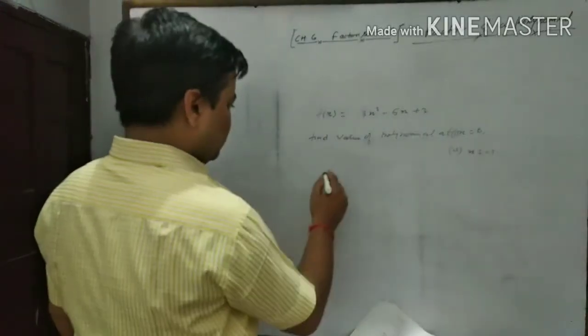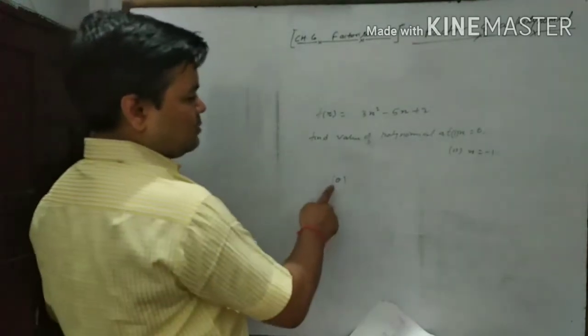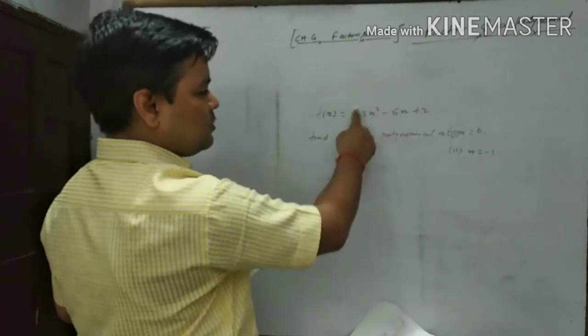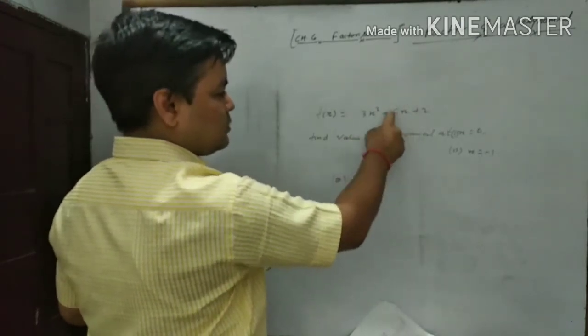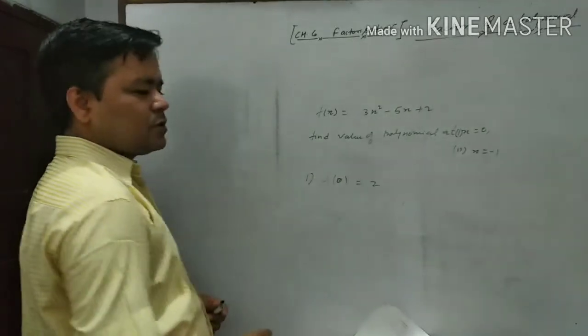So here it will be f of 0. If you put f of 0, this value will be 0, this value will be 0, because x is 0, then its value will be 0. Here also x is 0, its value will be 0, and the last value will be 2. This is the solution of the first question.